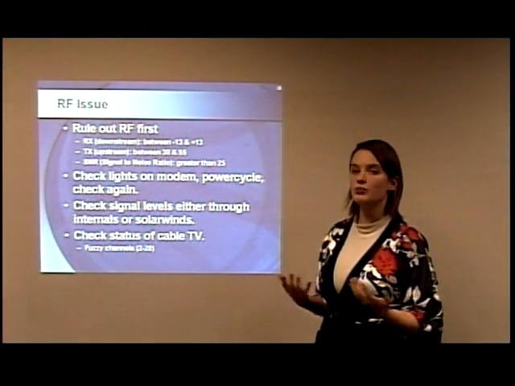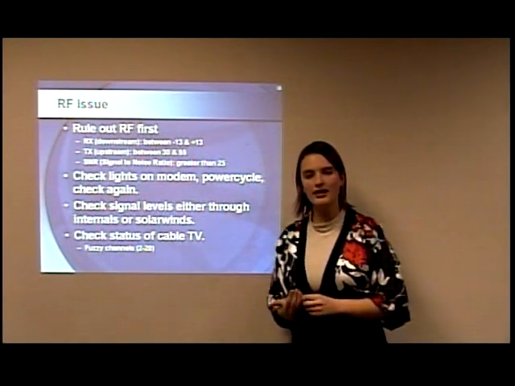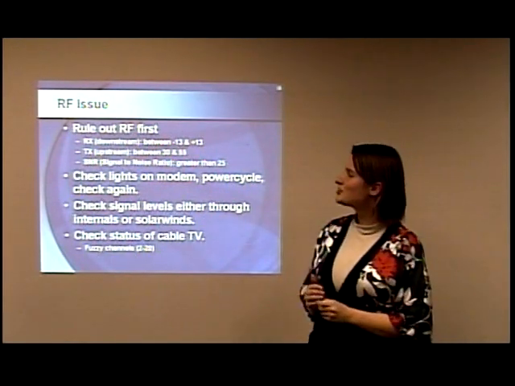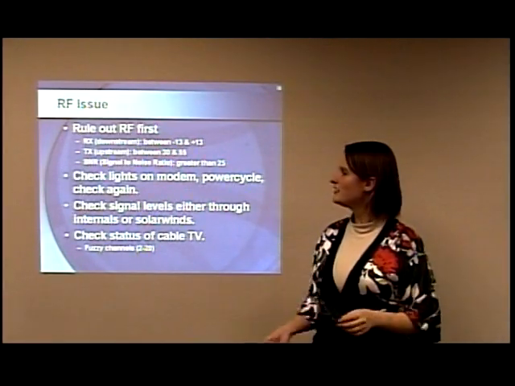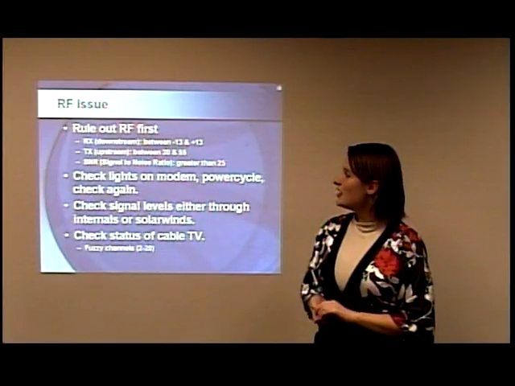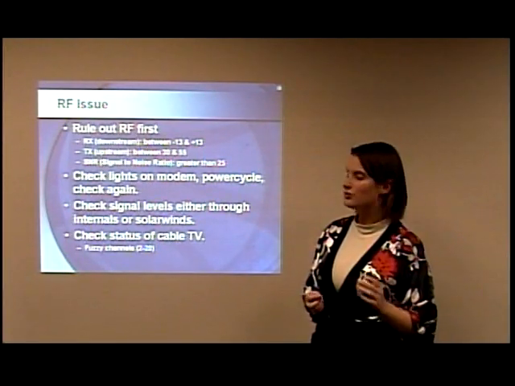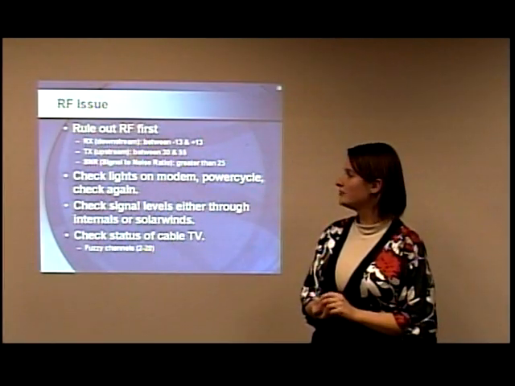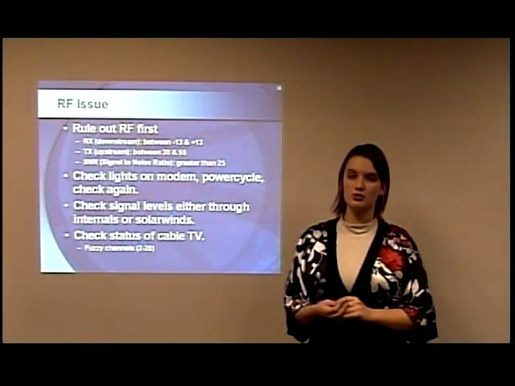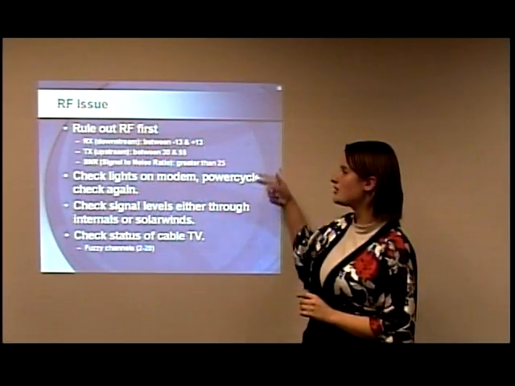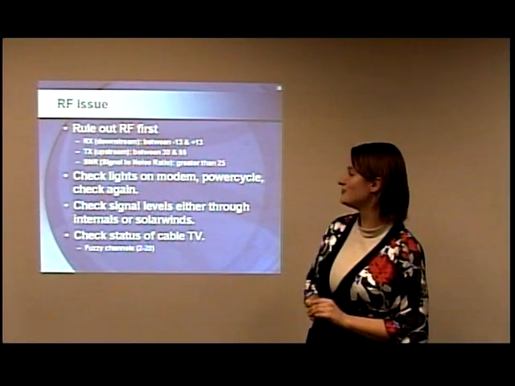RF issues. Again, we rule out RF first thing, every call. Now, you guys probably already know the signal levels. Downstream RX is going to be anywhere from negative 13 to positive 13, and that's good. The upstream, or the TX, transmit power level, is going to be anywhere between 30 to 55. That's good. Now, the SNR, or the signal-to-noise ratio, needs to be greater than 25. If any of those signals are out of whack, then that customer's probably got some RF, or some radio frequency.